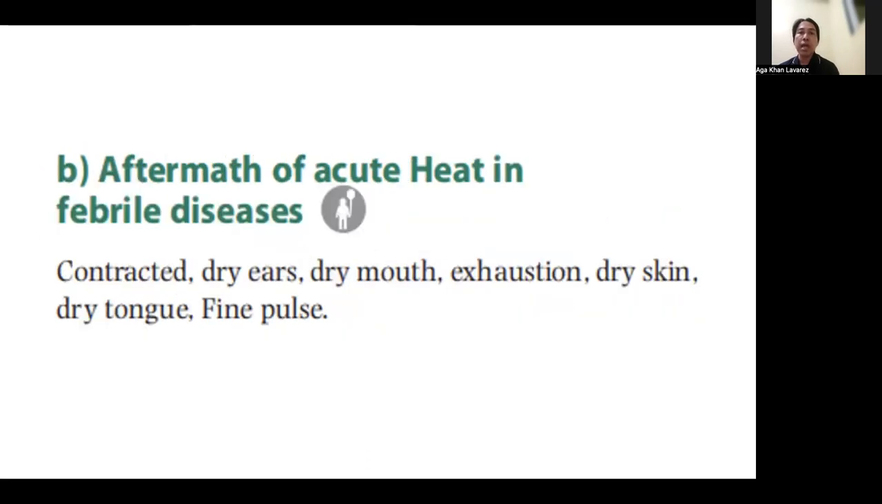Okay, letter B, aftermath of acute heat and febrile disease. Contracted, dry ears, dry mouth, exhaustion, dry skin, dry tongue, and the pulse is fine.